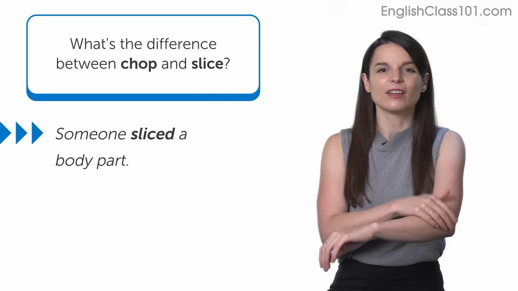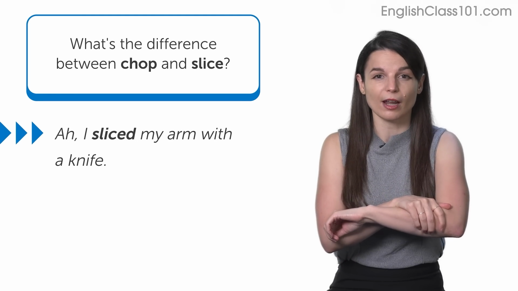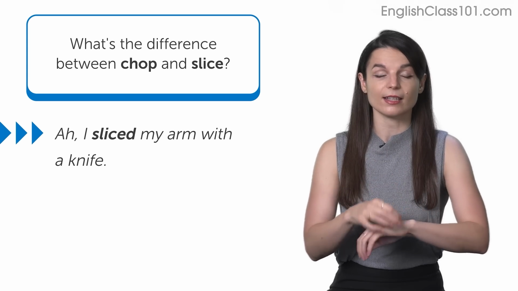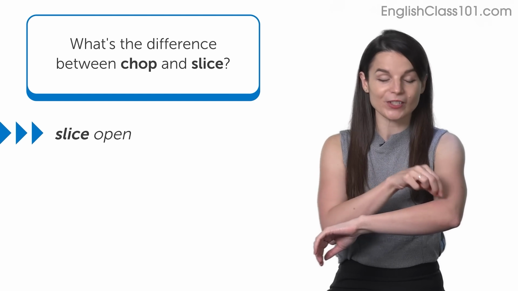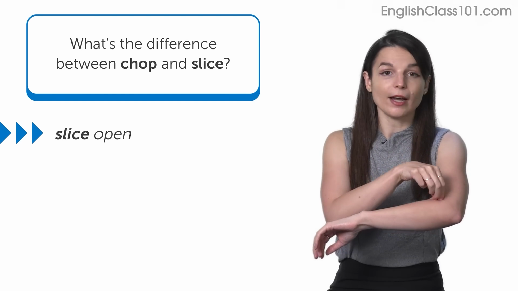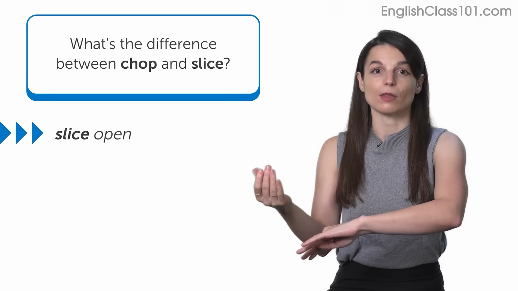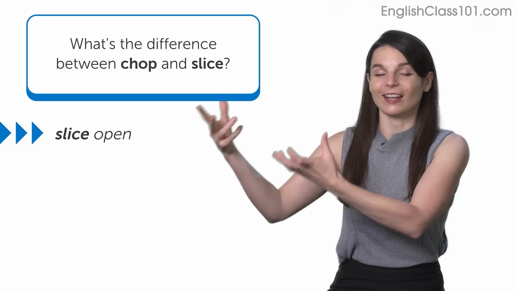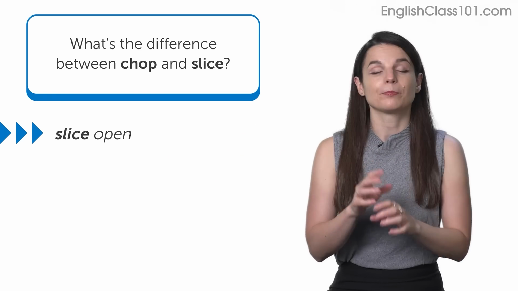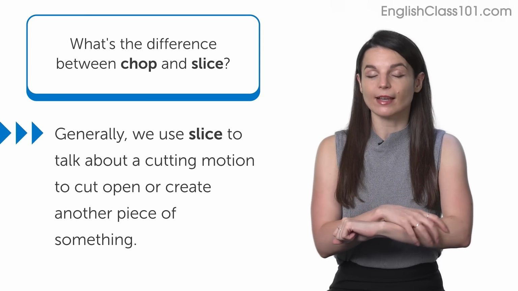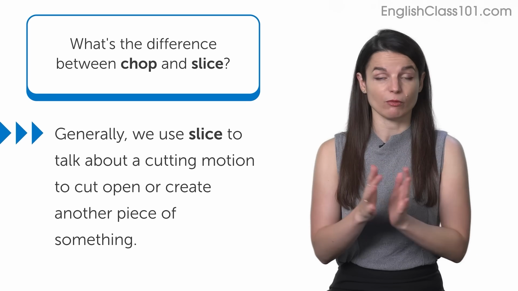You might say, instead of, I cut my arm with a knife, you might say, I sliced my arm with a knife. You might also hear, in this case, slice open, which means, for example, if you cut your arm, you slice your arm by accident, you cut open, meaning the cut creates an opening in the body or in something else. You might also hear cut open like a vegetable or cut open a fruit as well. You might hear slice used in this way too. So we can use slice to talk about this cutting motion to create another piece or two pieces where there were just one before.